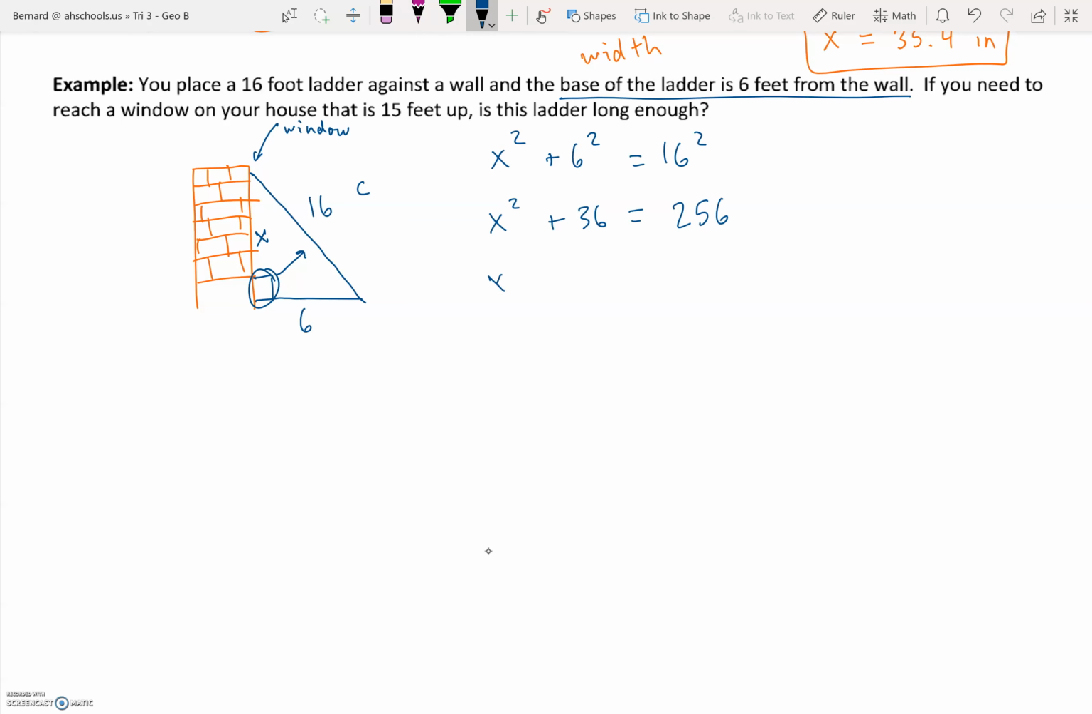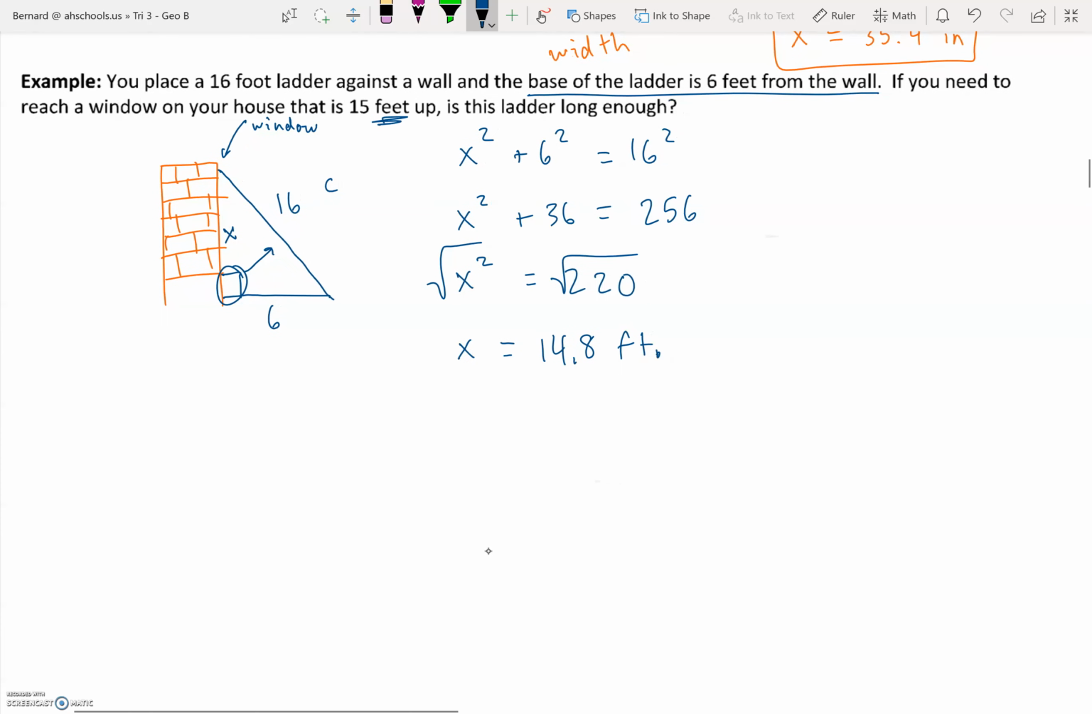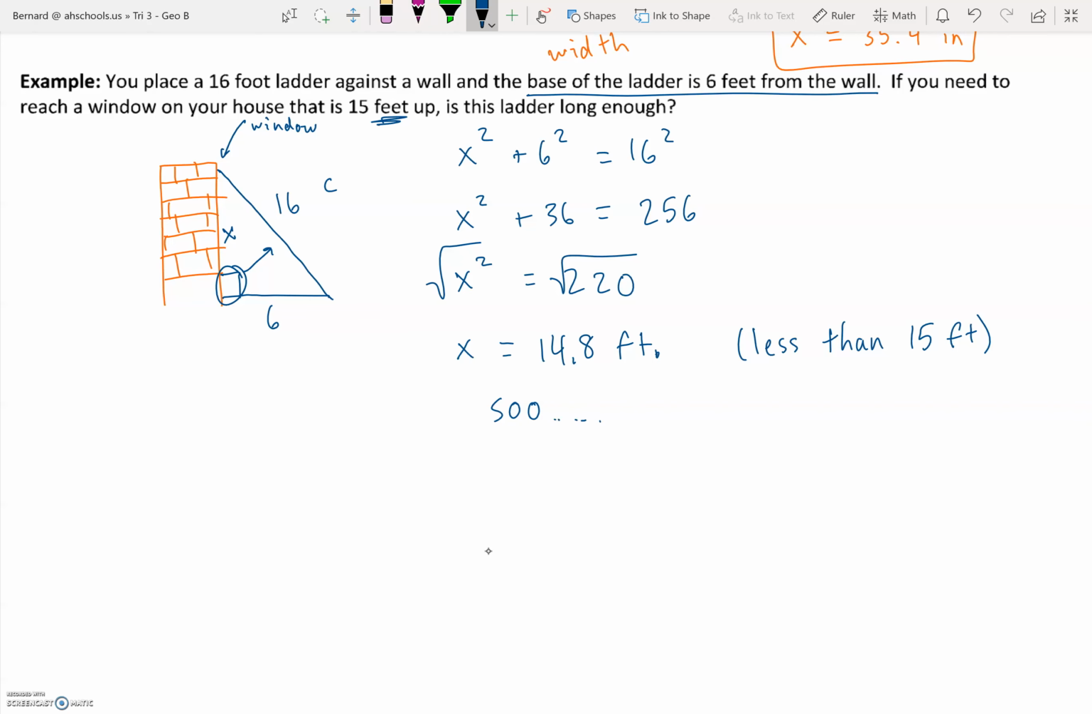Subtract 36 from both sides. So X squared is going to equal 220. And then we will take the square root of both of those, telling us that X equals 14.8. And that'll be feet. So the question is, is this ladder long enough to reach a window that's 15 feet up? Well, 14.8 is less than 15 feet. So, not long enough. And that's our final answer.